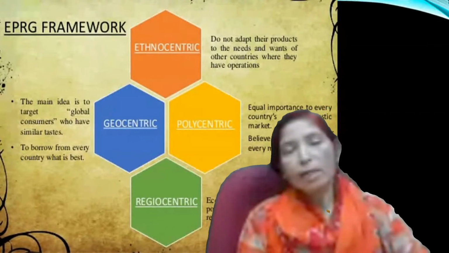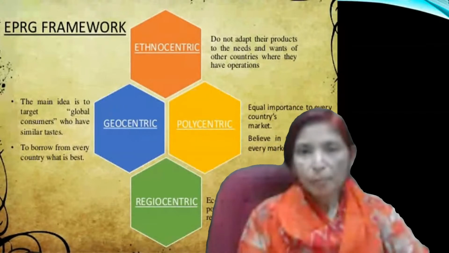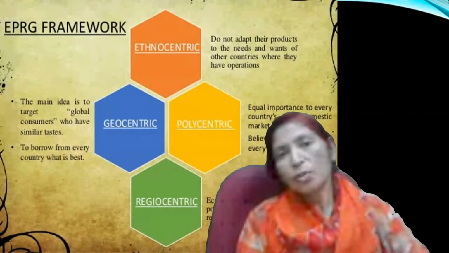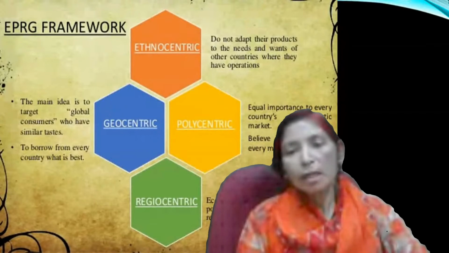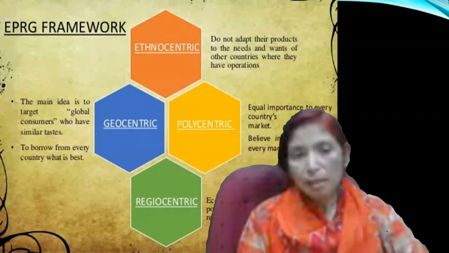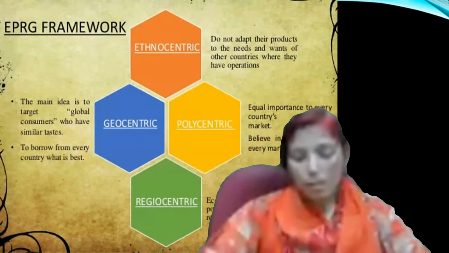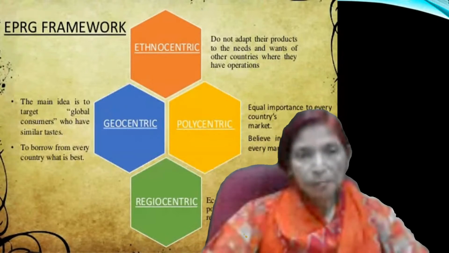And ethnocentric means do not adapt their product to the needs and wants of the other countries where they have operations. Polycentric refers to equal importance to every country's domestic market, believing in the uniqueness of every market. And regiocentric tells us about economic, cultural, or political similarities among regions. So this is the framework of EPRG.